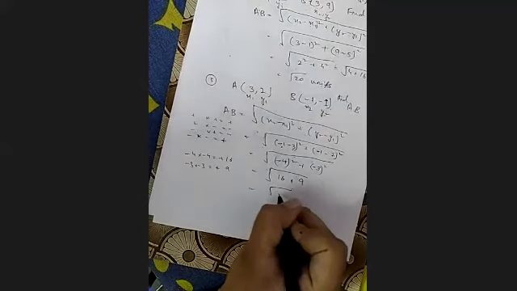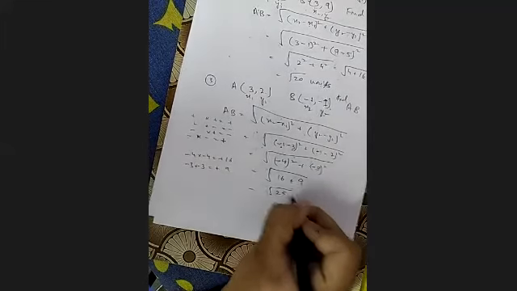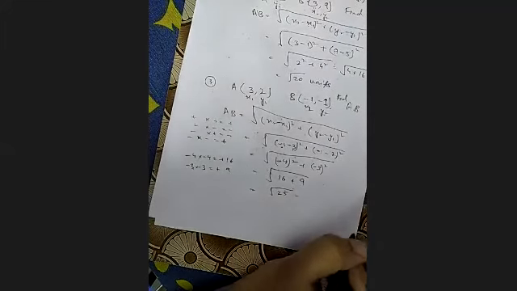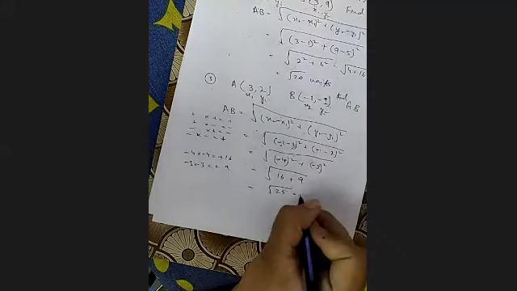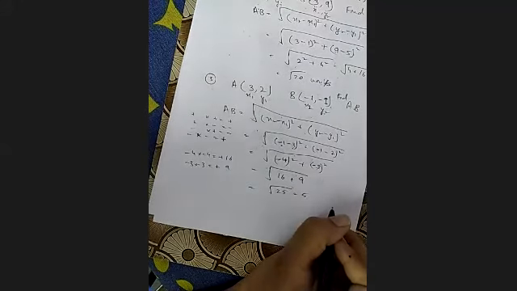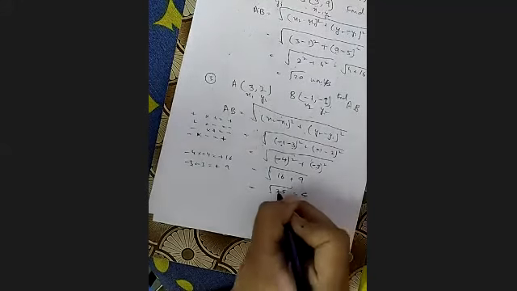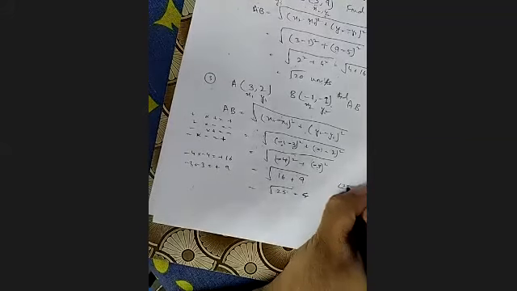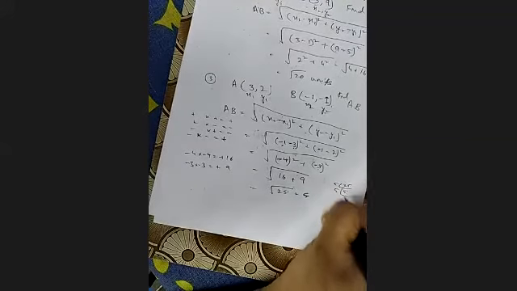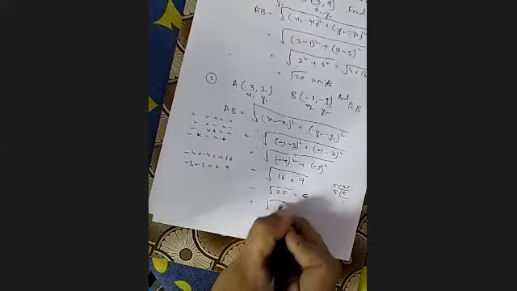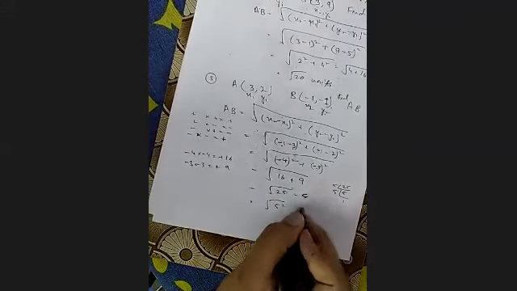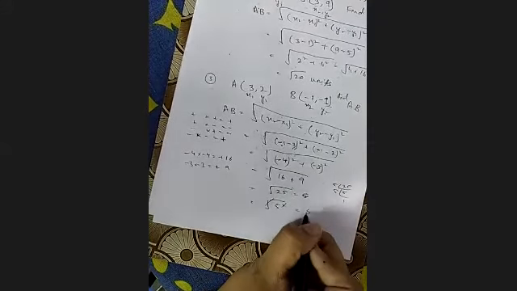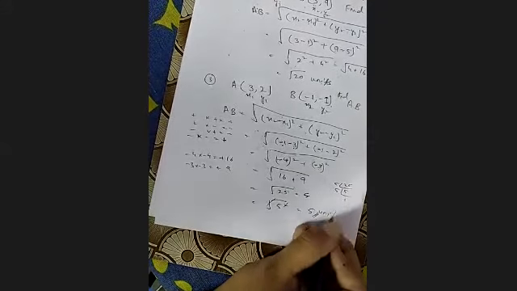Now 16 plus 9 will be nothing but, what is 16 plus 9? 25. What is root 25? 5. Very good. See, 25 is nothing but 5 5s are 25, so you can write it as root of 5 square. This square and this root get cancelled and the answer will be 5 units.